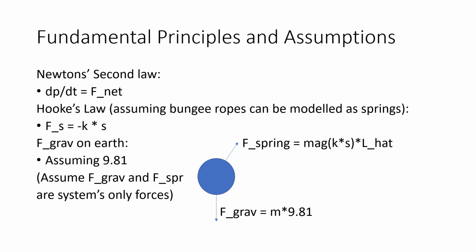So our first set of fundamental principles and assumptions are Newton's second law, obviously. I'm not going to repeat that one. Hooke's law, and then we're assuming that gravity on Earth is equal to 9.81, and our final assumption is that our only relevant forces are F-grav and F-spring.